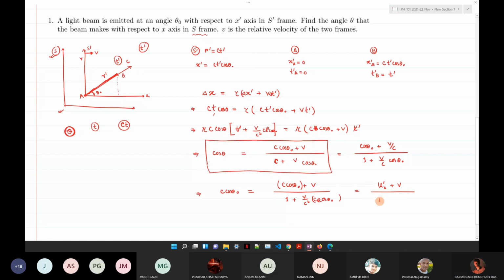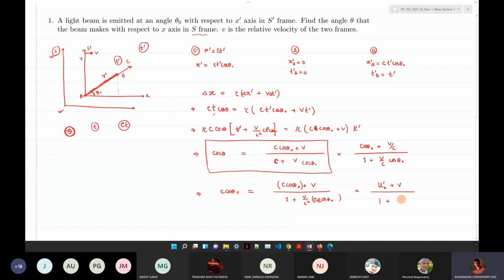Sir, how did you get v by c square in the denominator? Wait, I'm multiplying c here, so this part I'm keeping the same, so dividing c here, it will become 1 here, and v by c again here. I am multiplying c cos theta extra, so this becomes v by c square. Okay, sir. I got it.